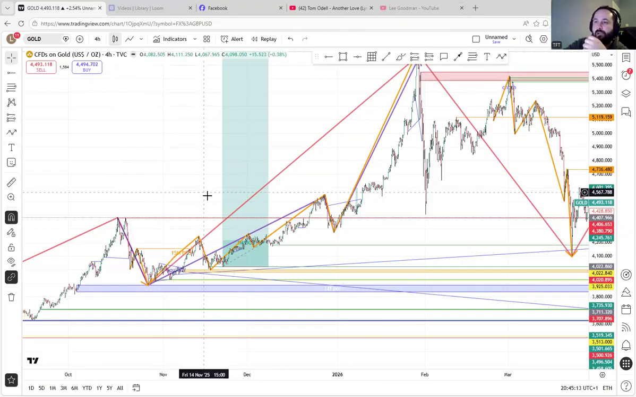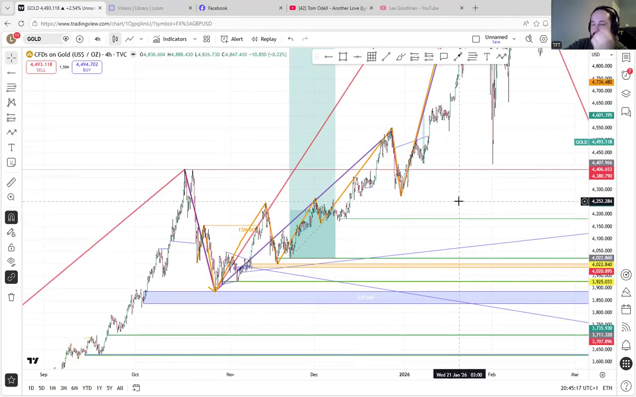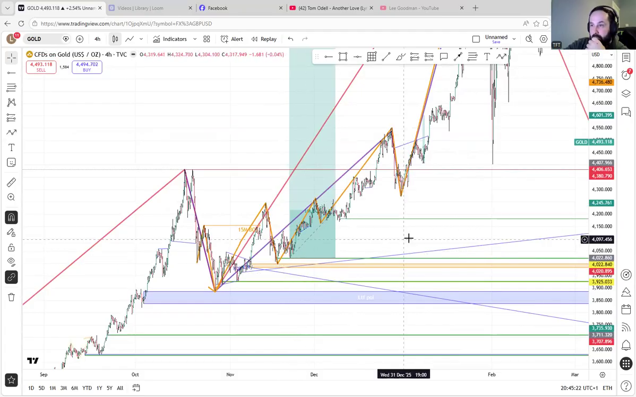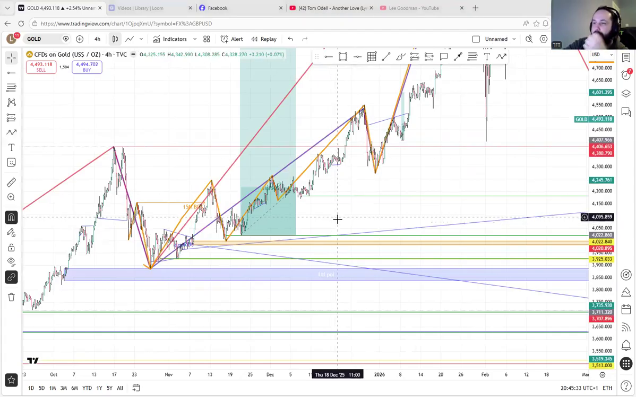I used to just try and catch these huge 4 hour legs. So yeah, I was trying to catch these moves here. I'm just going to zoom in here because what I'm hoping is, I'll get to the entry time frames in a minute, mate.